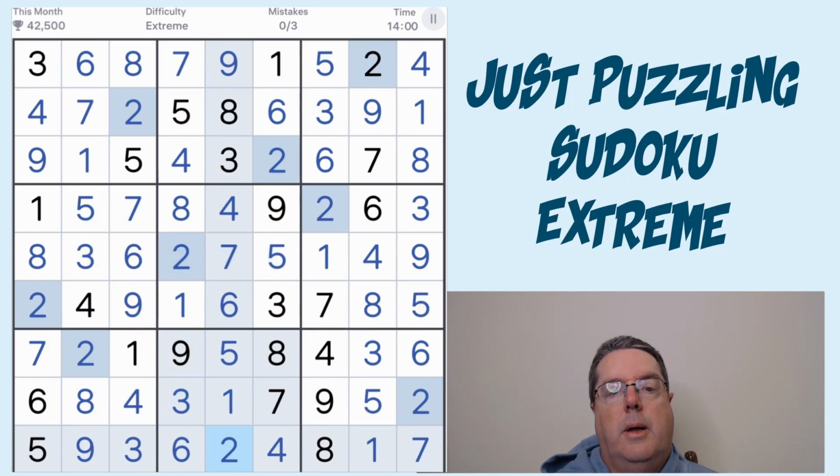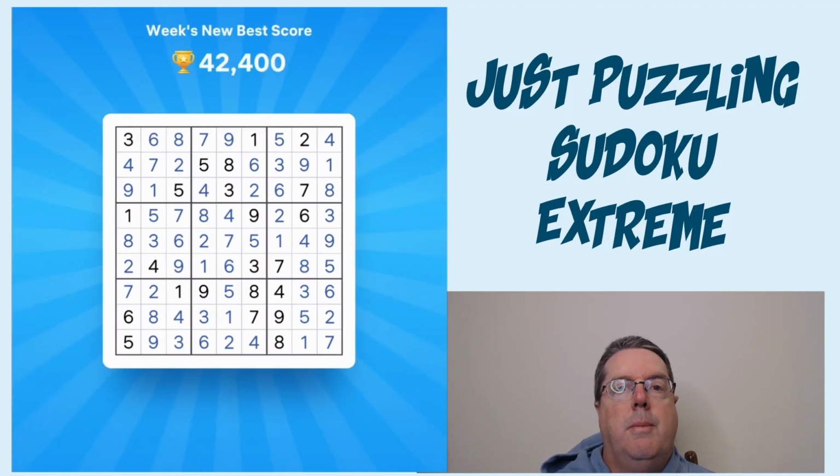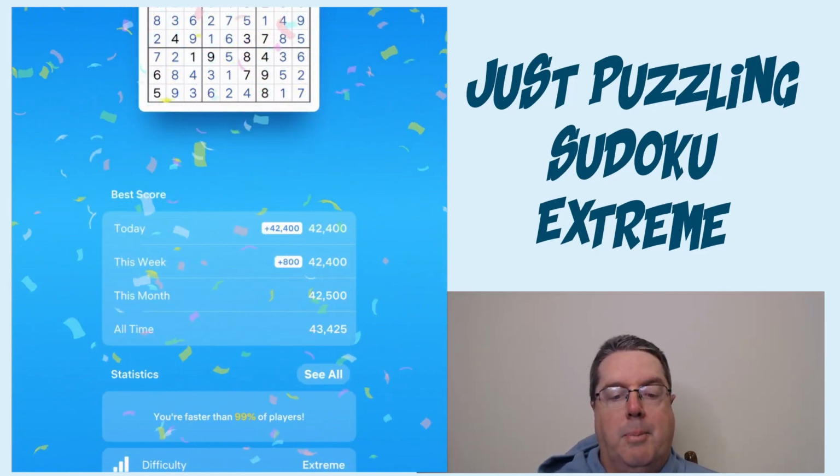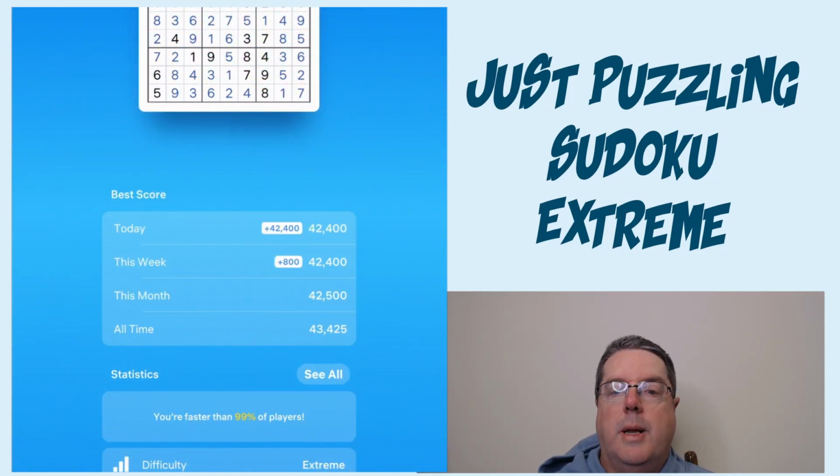Alright, so there you go, we've done our extreme Sudoku. Yeah, pretty happy. Ran about 14 minutes. Went reasonably smoothly, so there was nothing really to report.